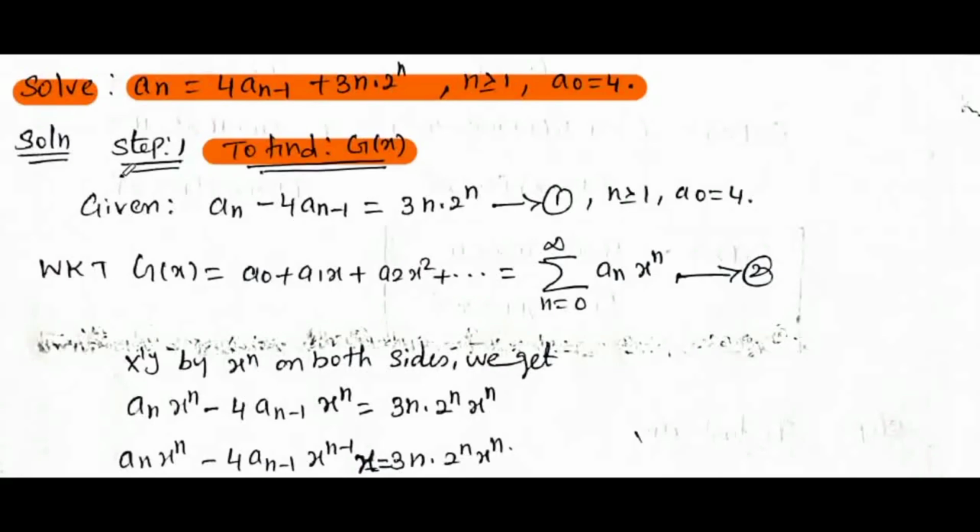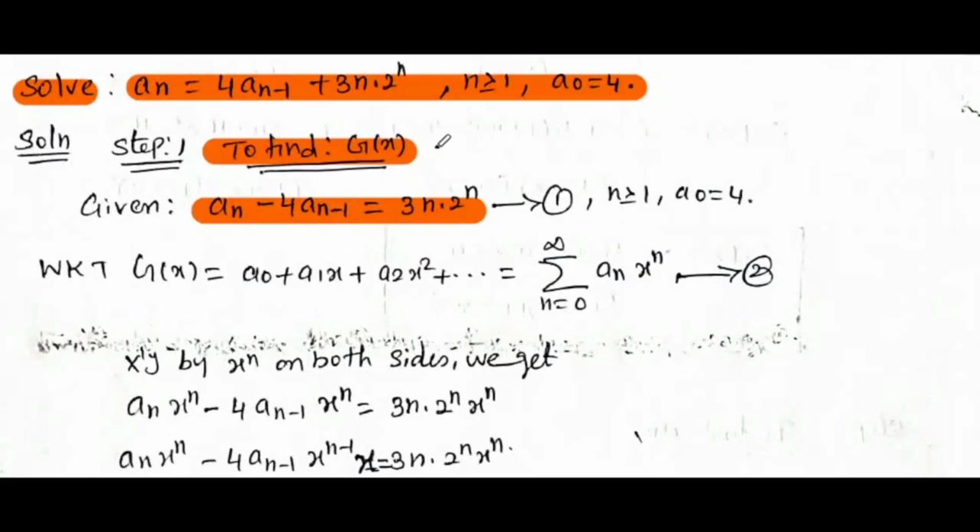So what is step number one? Step number one, we find the g(x) value. Here, what is given? The given equation can be written as a_n − 4a_{n-1} = 3n·2^n. We consider this as equation number 1. Equation 1 is called a nonhomogeneous first order recurrence relation.